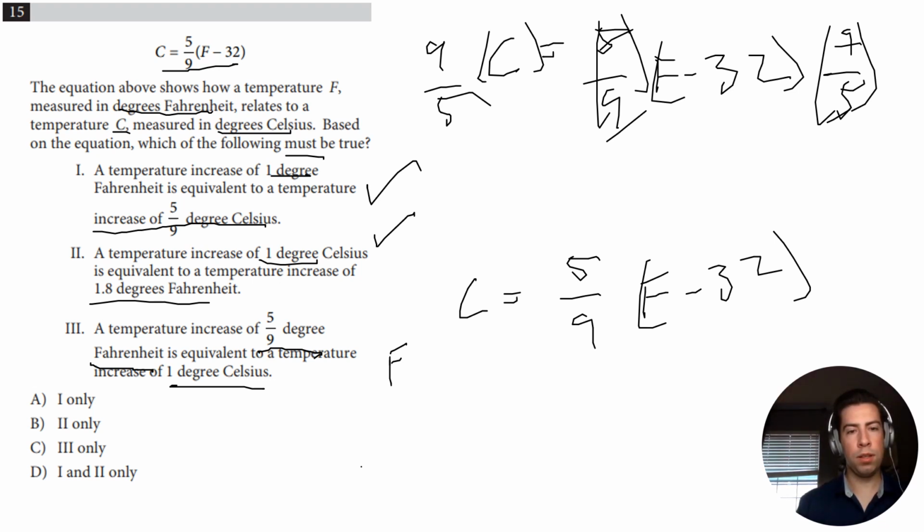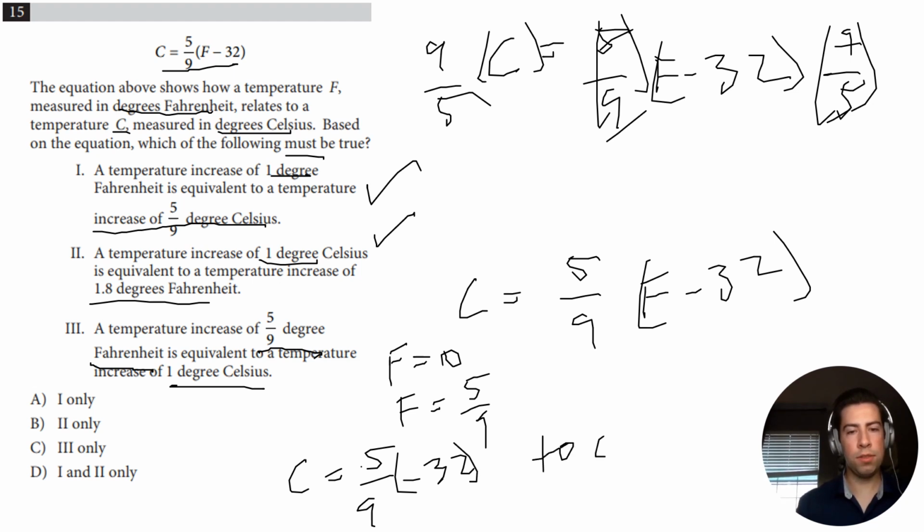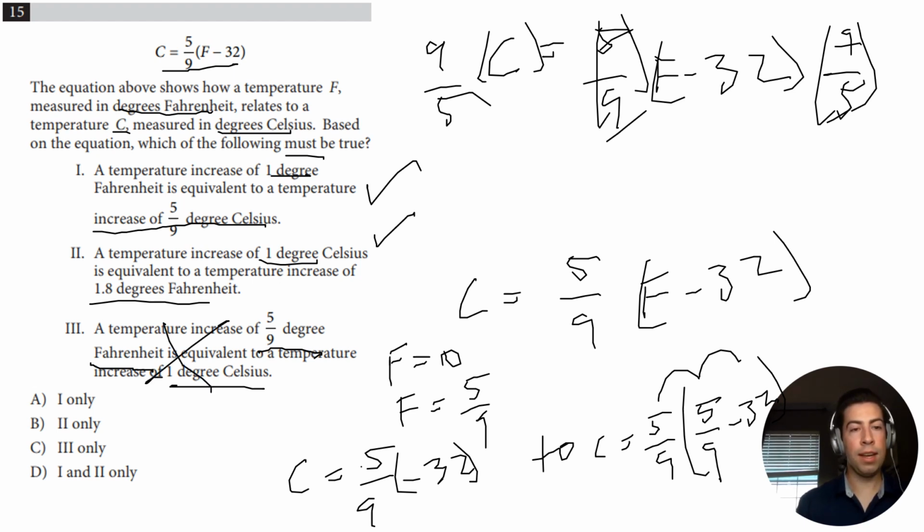So let's say F equals 0, and then we're going to go to F equals 5/9. Okay, so I'm going to have C equals 5/9 times negative 32, and then it's going to go to C equals 5/9 times 5/9 minus 32. And yeah, guys, this is not going to be equal to an increase of 1 degree. Okay, so if you run this through, that is not equal to an increase of 1. So 3 is out. And that leaves us with 1 and 2 as our correct answer choices. So our answer is going to be D.